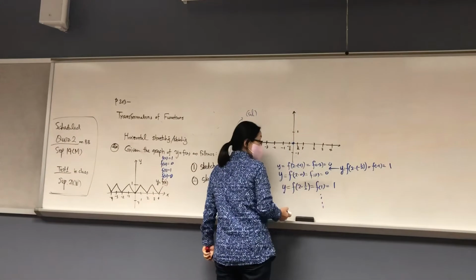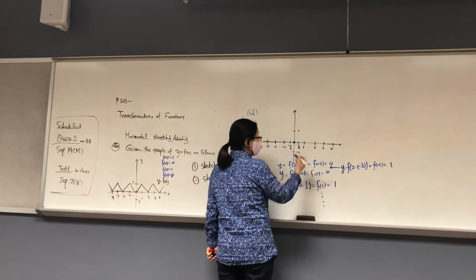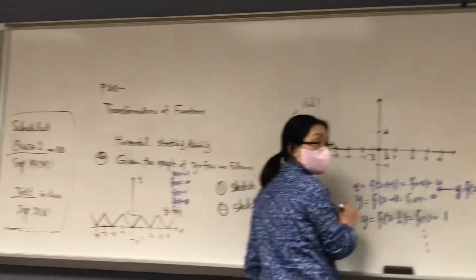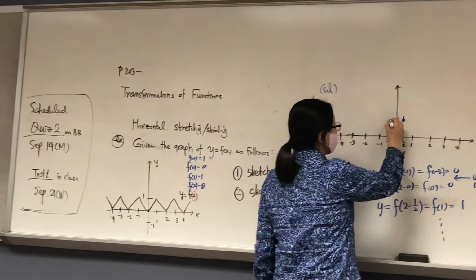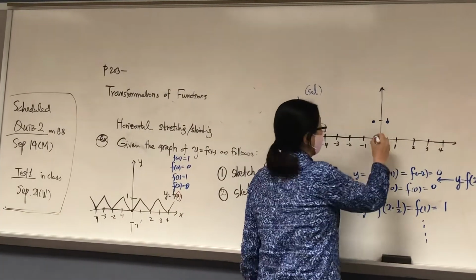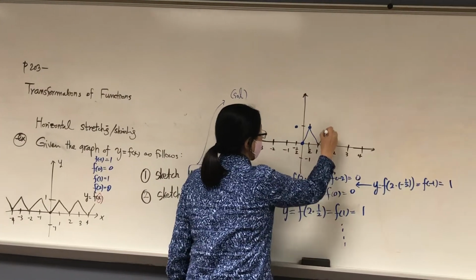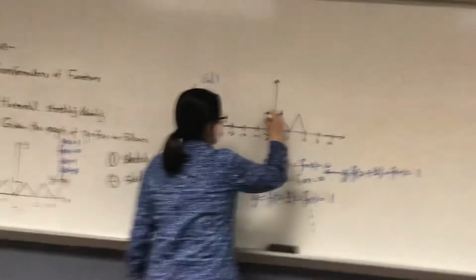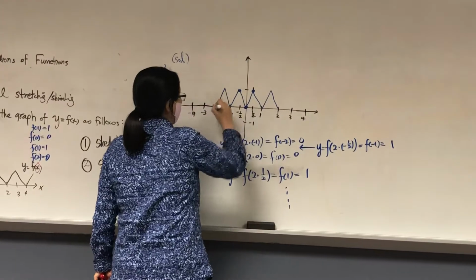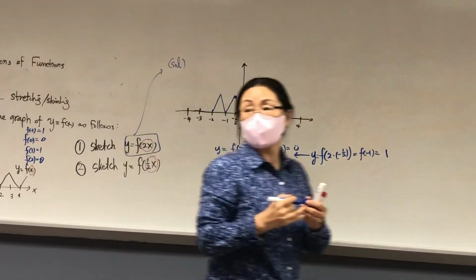Am I right? Yes. f of 1/2 was what? Am I right? f of negative 1/2 was what? Your graph is like this. Am I right? Yes. Of course, keep going on.